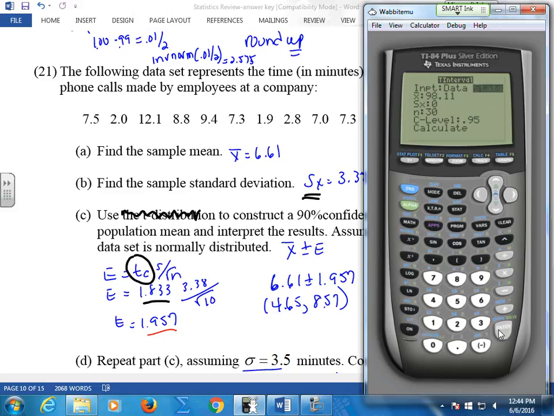You do not have a population standard deviation. You have an x-bar, which you found from your sample stuff. You could even leave it in data if you put it in your L1. It'll figure out all these things for you. 3.38. N is 10. Not degrees of freedom, N. 90. And calculate. Make sure you tell me calculator. Make sure you tell me what step.